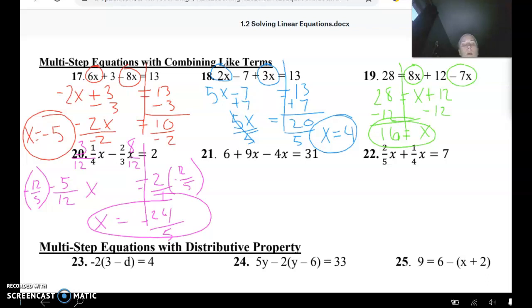Okay? I'm going to give you guys a minute to pause and solve number 21 yourself.